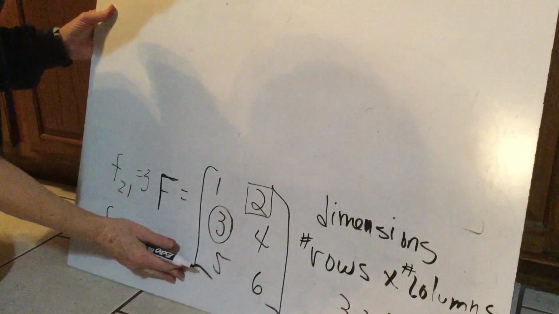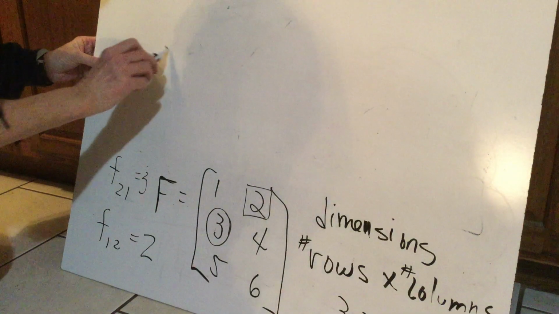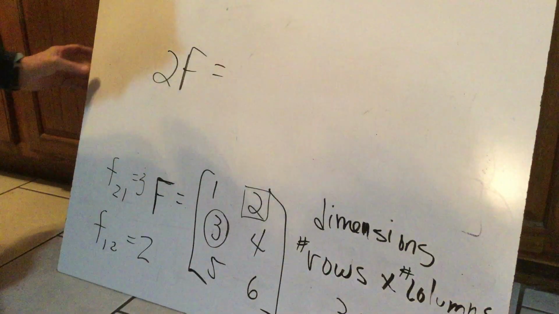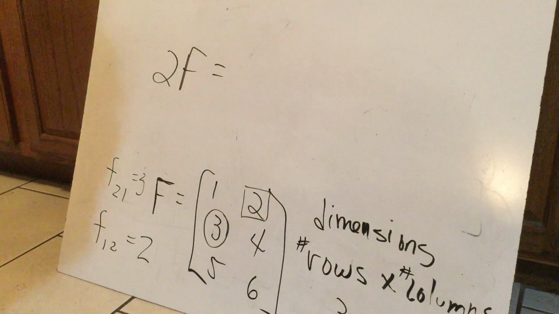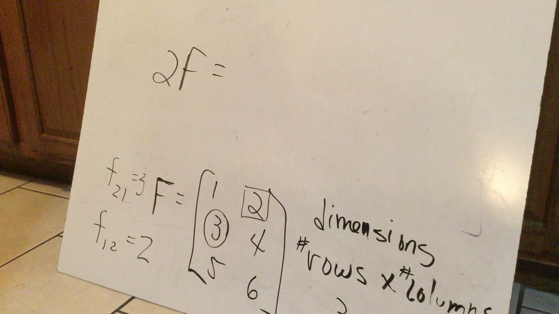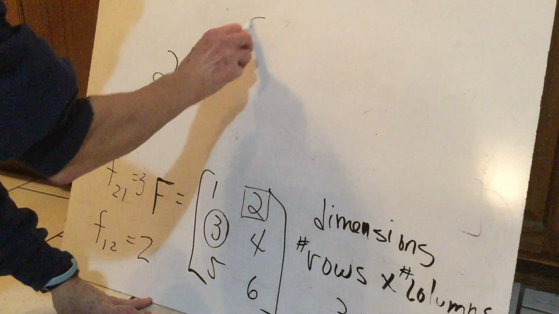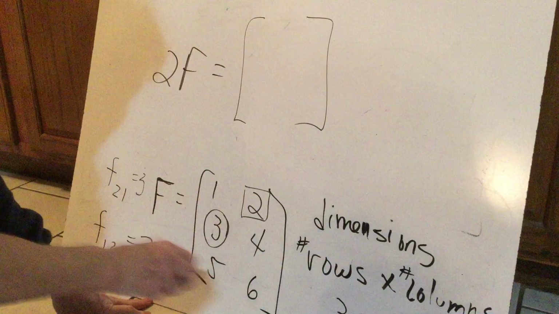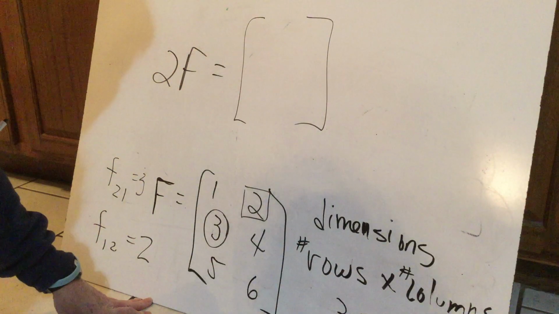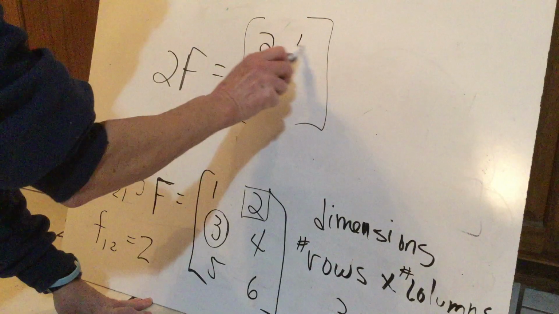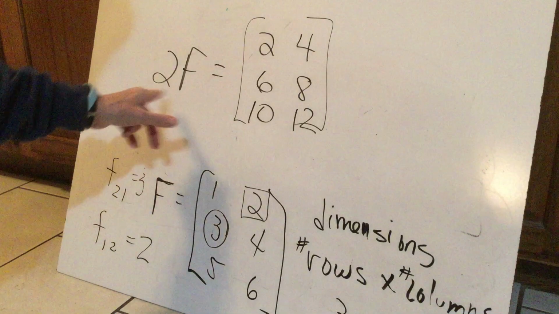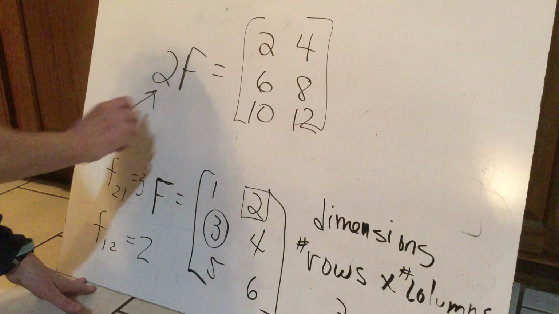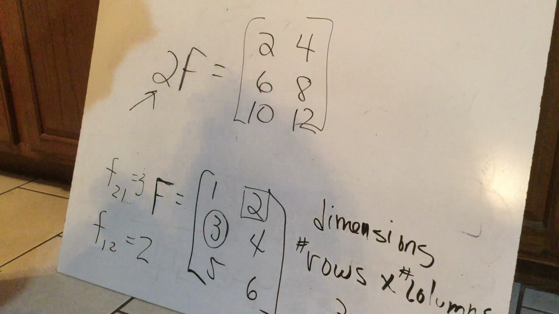Okay. And I am going to take matrix F and put a big old 2 out in front of it. Now, do you have any idea what you might do with that big old 2 out there? I hope you have a guess. You take every number in matrix F and you multiply it by 2. So that's 2, 4, 6, 8, 10, 12. And that is 2F.